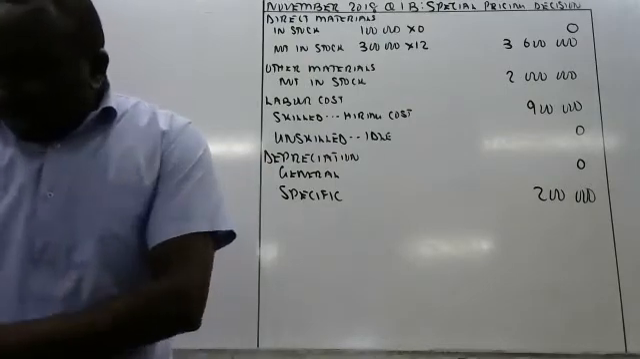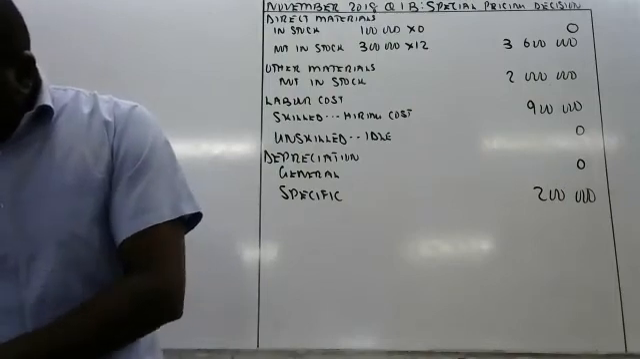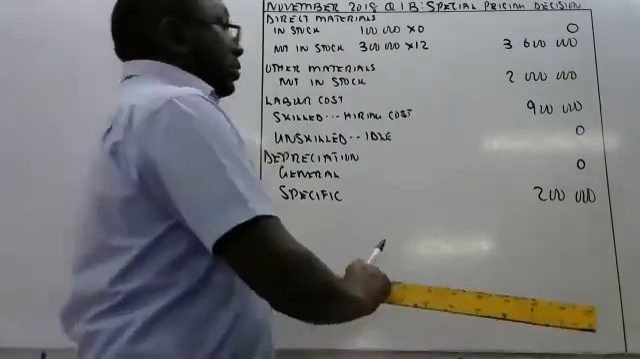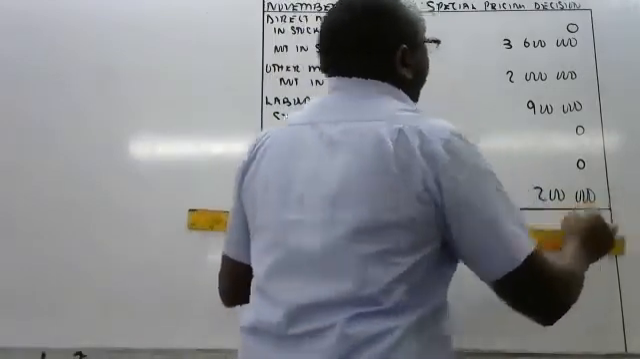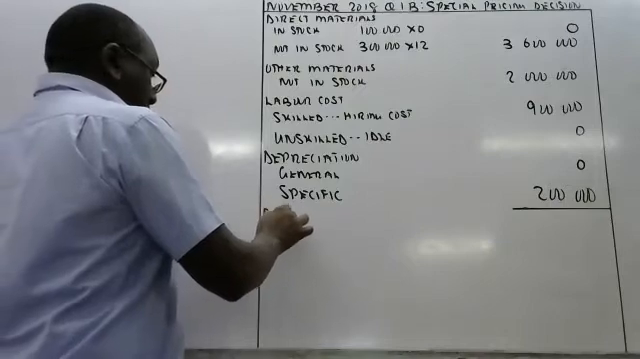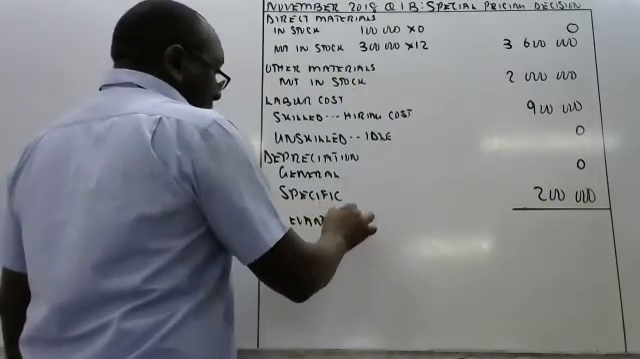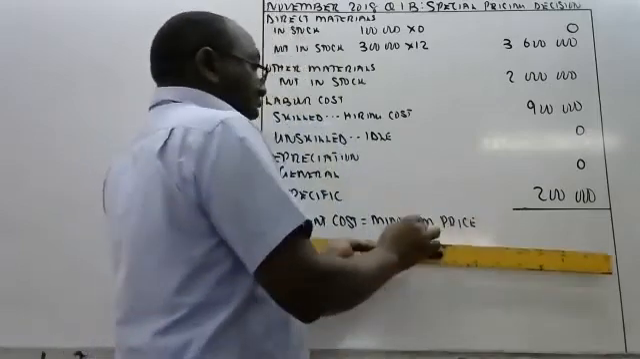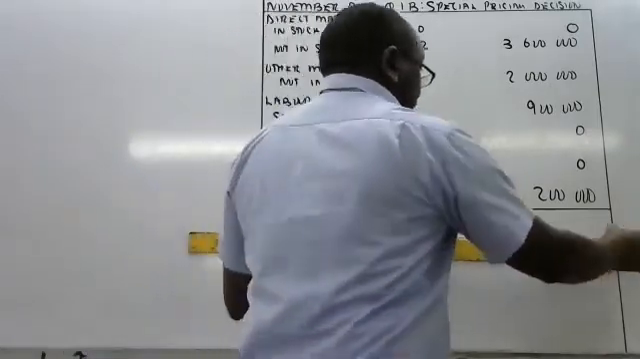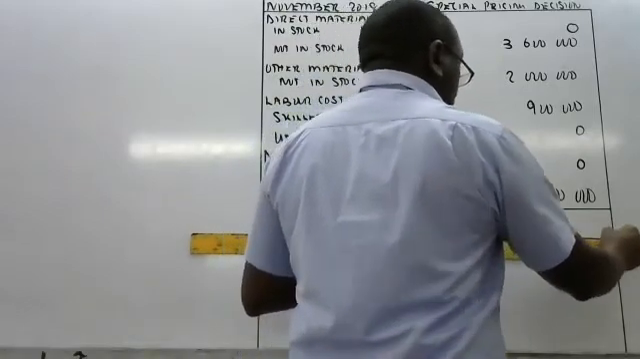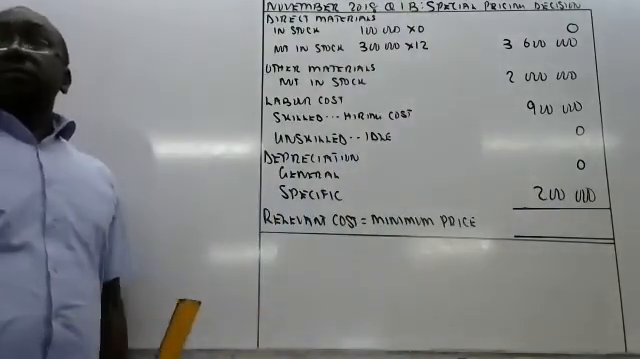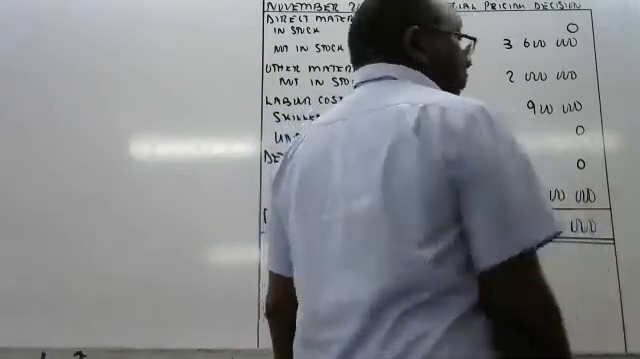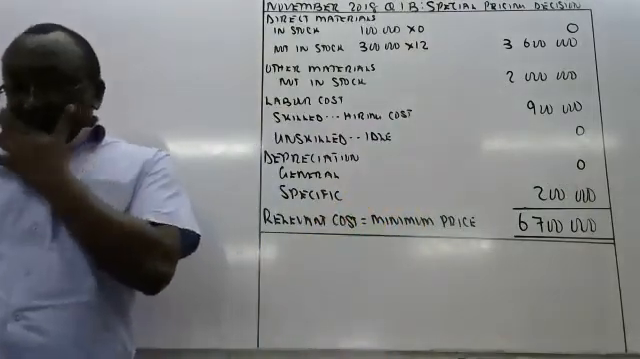And then we are told ABC aims to earn a profit markup of 10% on cost of all work done. But when you are looking for the minimum price, you don't consider the profit. So you only now come here and get the relevant costs. And this relevant cost is the minimum price. The relevant cost is the minimum price, which is $6.7 million.